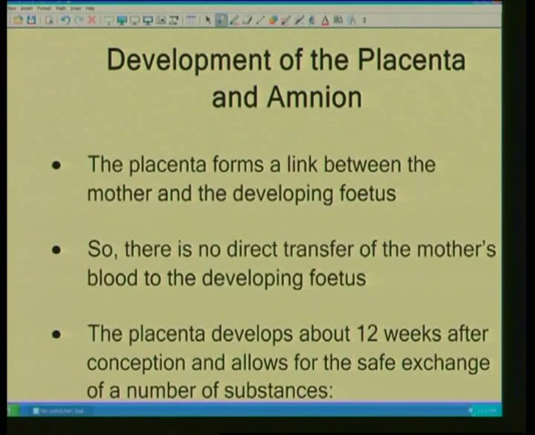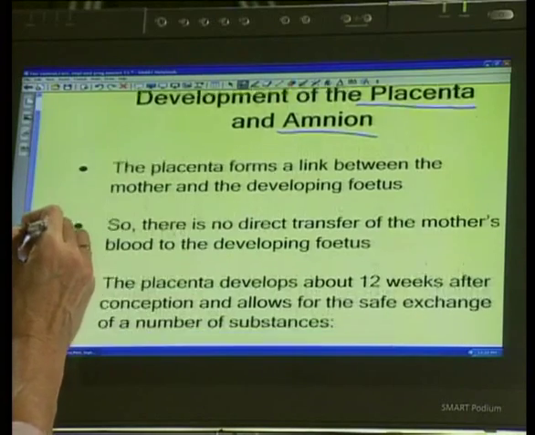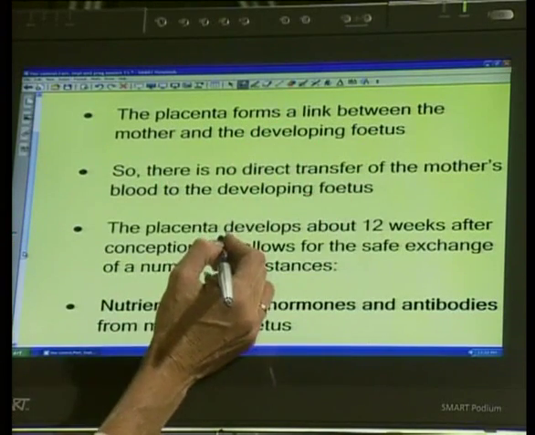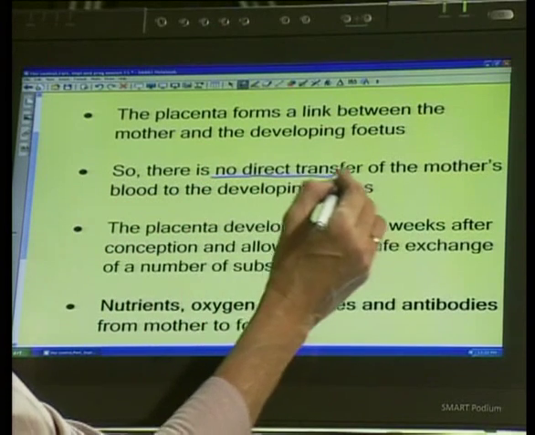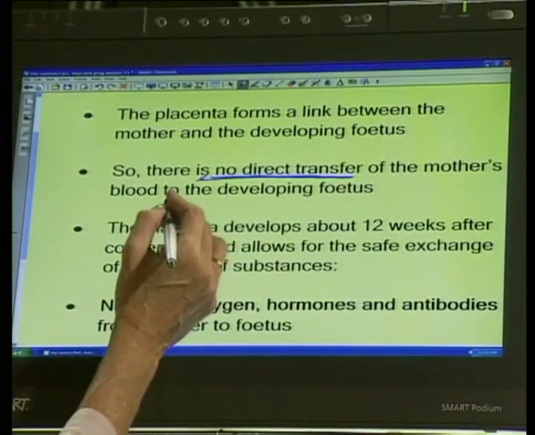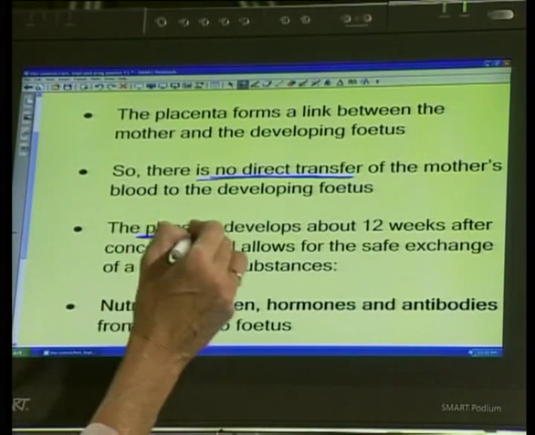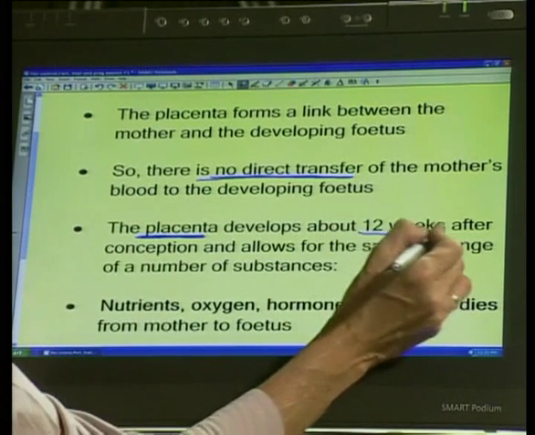The development of the placenta and the amnion, you've got to know these because they protect that baby. The placenta forms a link between the mother and the fetus. So there is no direct transfer of the mother's blood to the baby. It goes through that placenta. So the placenta develops after about 12 weeks.